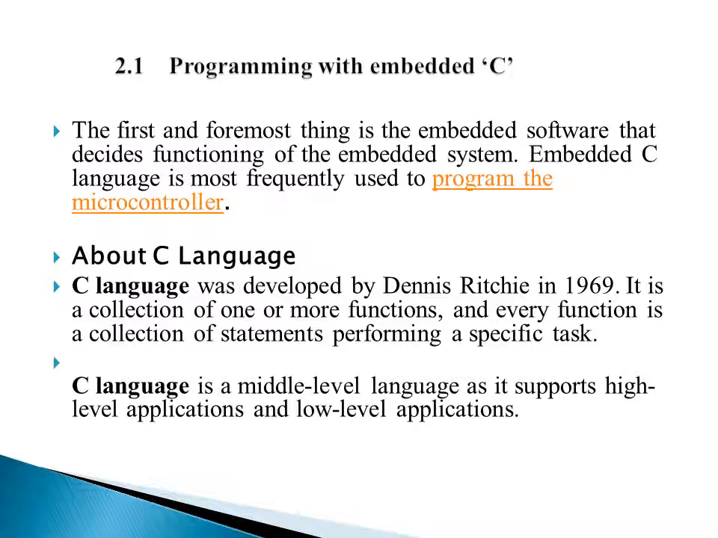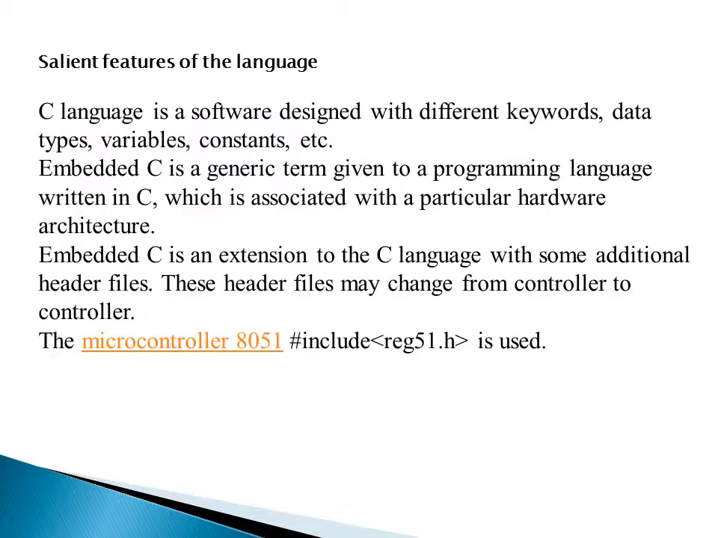It is a collection of one or more functions, and every function is a collection of statements performing a specific task. C language is a middle level language as it supports high level applications and low level applications. Now we will see the salient features of the C language. C language is designed with different keywords, data types, variables and constants. Embedded C is a term given to programming language written in C, which is associated with a particular hardware architecture.